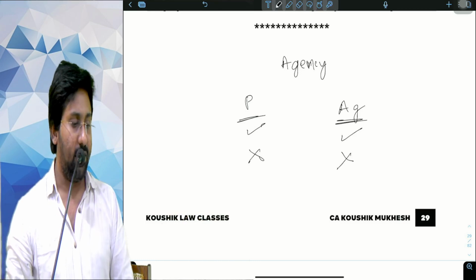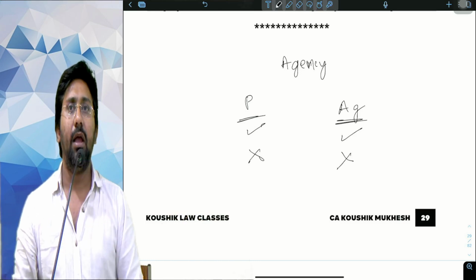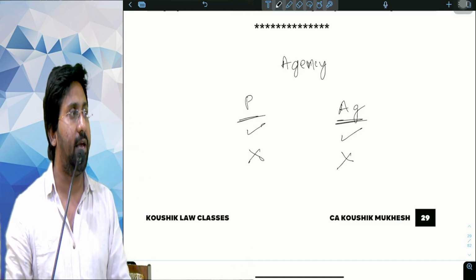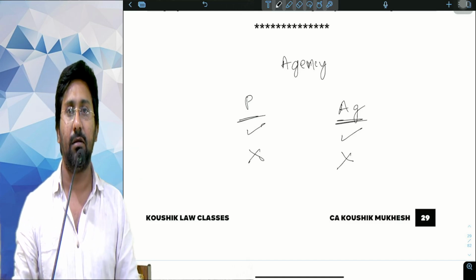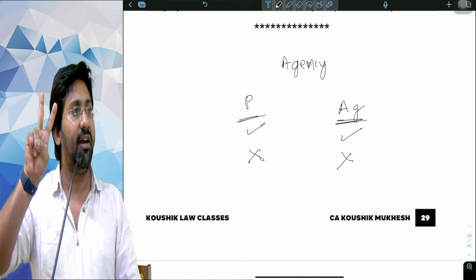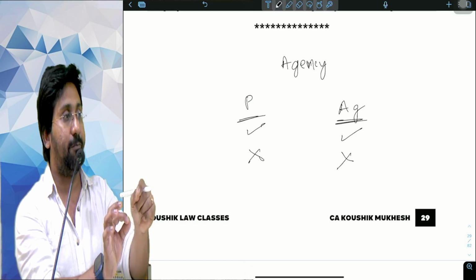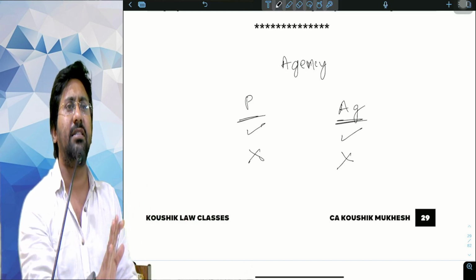So before we go into that, see there, in agency, there will be two types of parties. One will be a principal, another one will be an agent. What the principal can do can be done by an agent on behalf of the principal. Classic example: consignor, consignee.